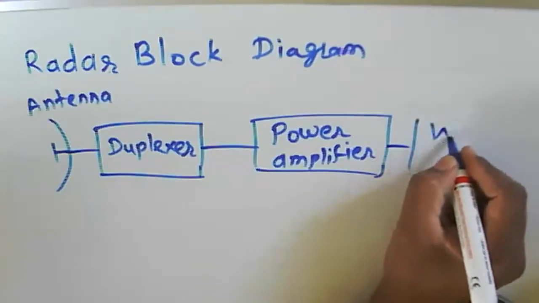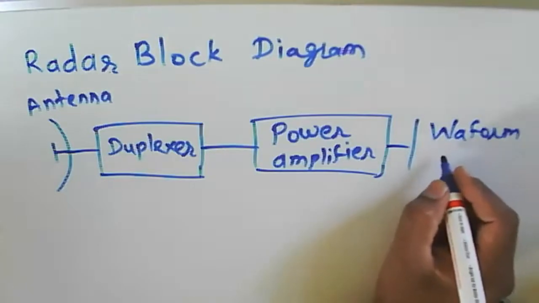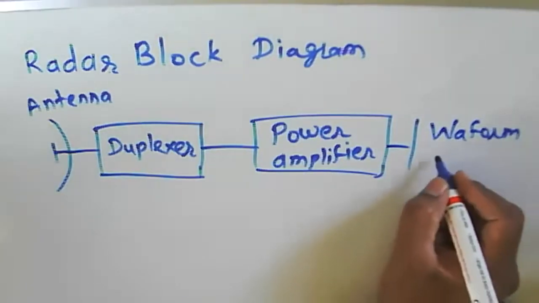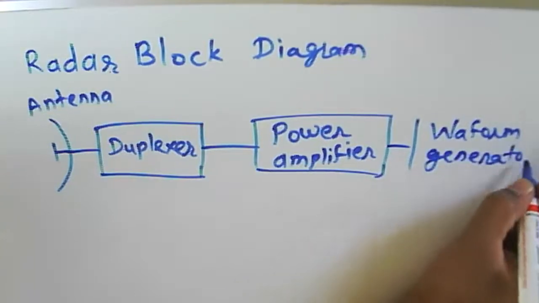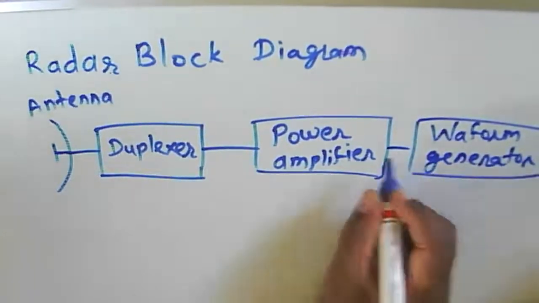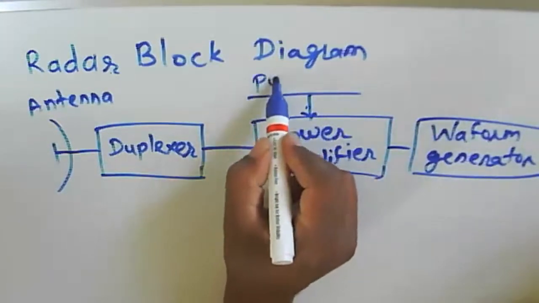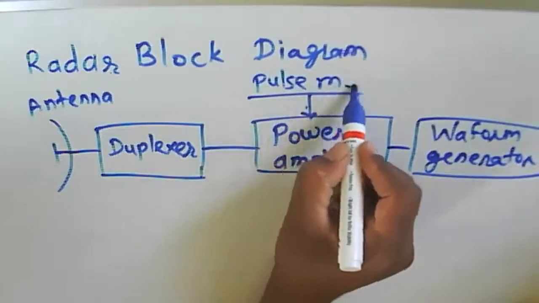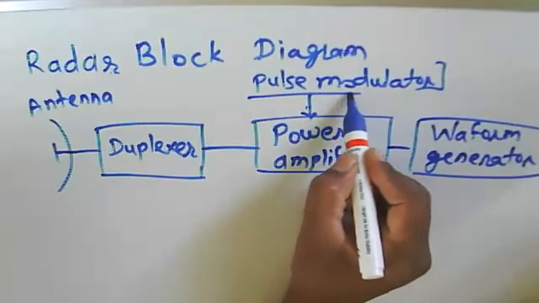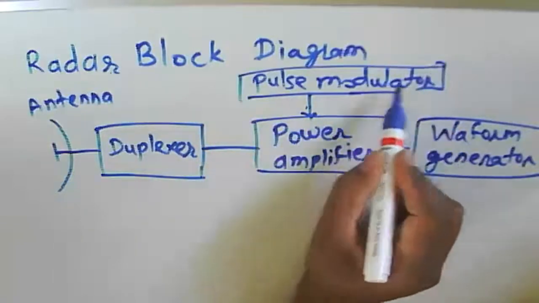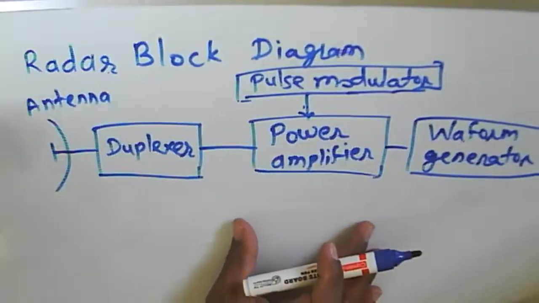And then we require a pulse generator or whatever circuit we can consider, a waveform generator here. And then we are supposed to consider the pulse modulator. Okay, this is about a part of a transmitter.